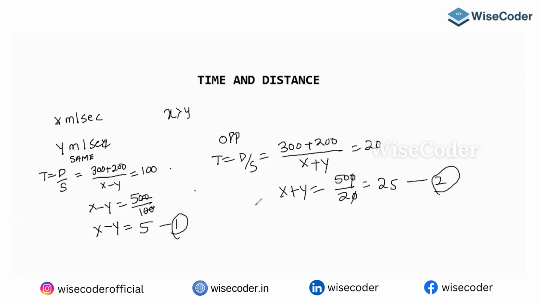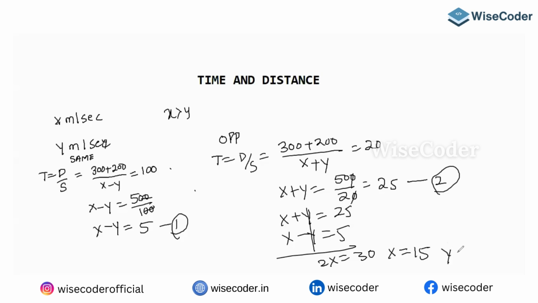So please try to solve for x and y. x plus y is equal to 25 and x minus y is equal to 5. If you add these, you will get 2x is equal to 30. Then x is equal to what, guys? 15. Once you know x is 15, substitute in 1 or 2, and you will get y is equal to 10. You can verify: 15 plus 10 is 25, and 15 minus 10 is 5. That's how you can end your answer.